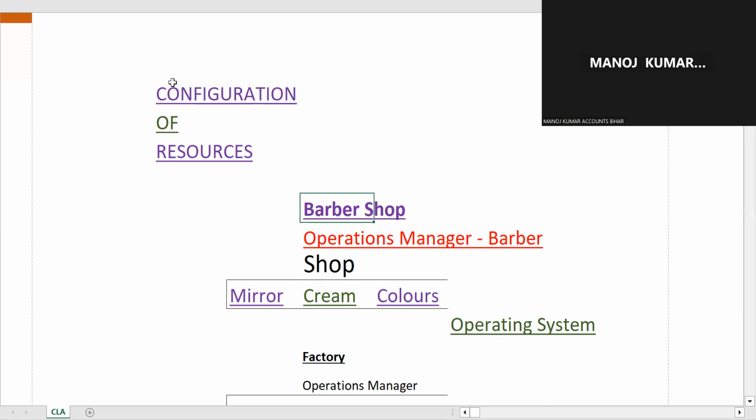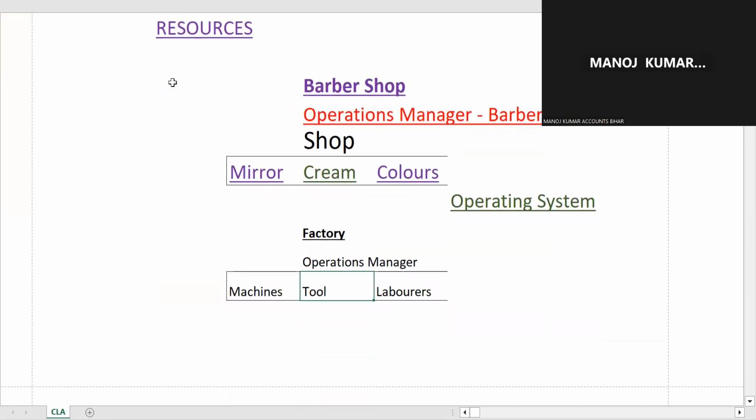So configuration of resources is what? Barber shop. The operations manager is the barber, and the owner is also the barber. Then in this shop there will be some configuration of resources, these resources which we will be using to give service. And the same thing applies if I go to a factory, a bigger one.